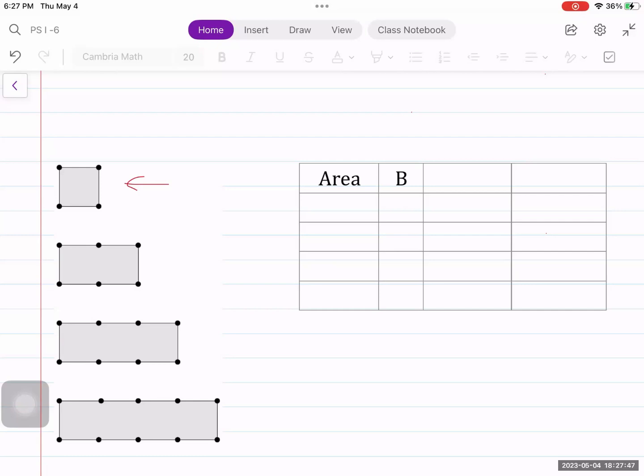The areas are 1, 2, 3, and 4. Those are the areas, right? Now, if I want you to count the points on the boundary of those shapes, how many points are on the boundary of the square? 6, 10.